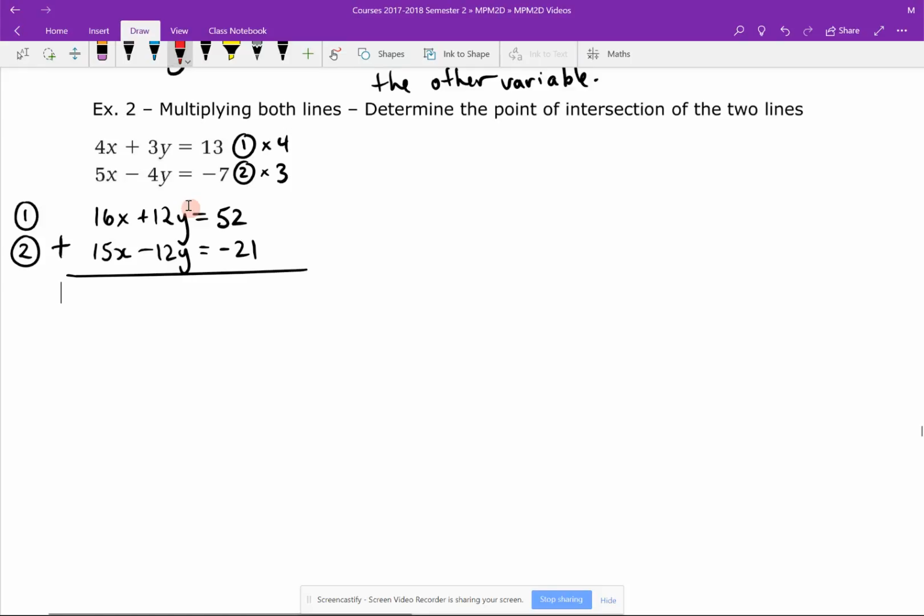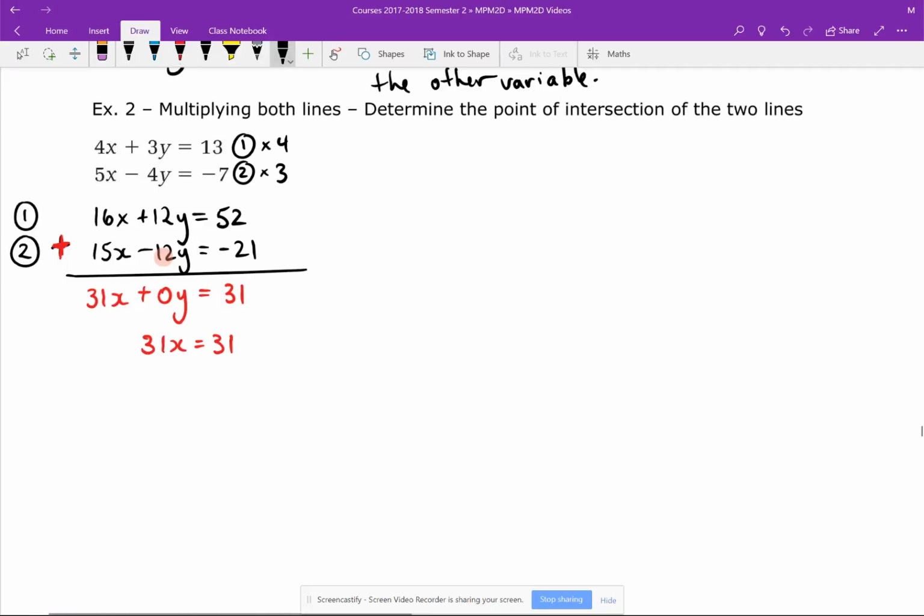Okay, add. So if I add them both, make sure your equations are stacked, so x's are stacked, 12 y's are stacked, the numbers are stacked. 16x plus 15x is 31x when I add them together. 12 plus negative 12 is 0, right? So now I have successfully eliminated y. And 52 plus negative 21 is positive 31. Okay, so now y's are gone, right? So if I simplify this, 31x equals 31.